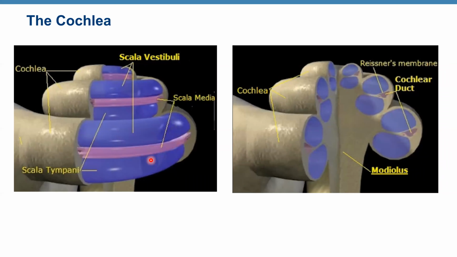Inside we have a membranous structure. In this membranous structure, this upper tube, middle tube, and bottom tube have different names. The one on the top is called scala vestibuli. The one in the middle, scala media, and on the bottom, scala tympani. Okay.